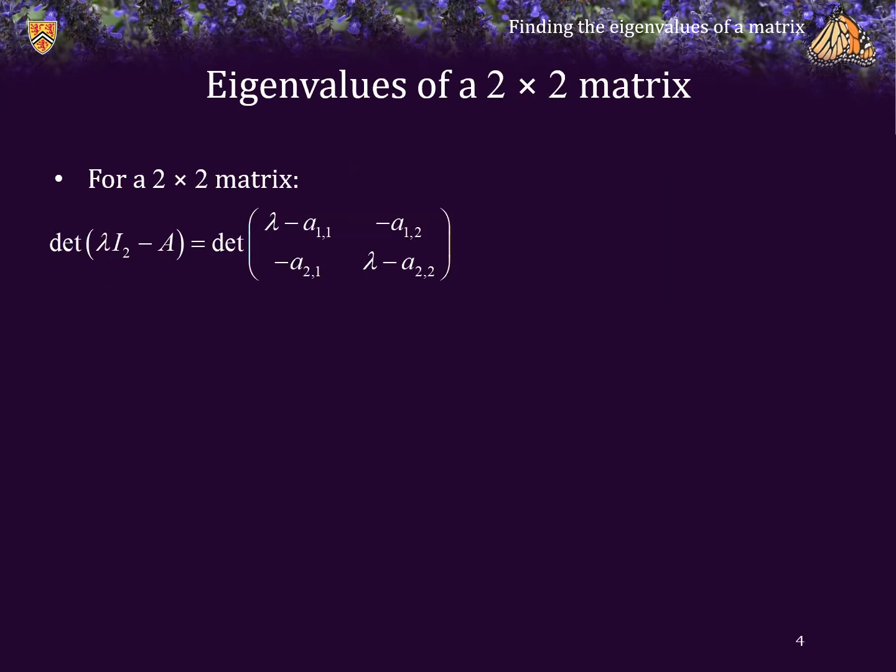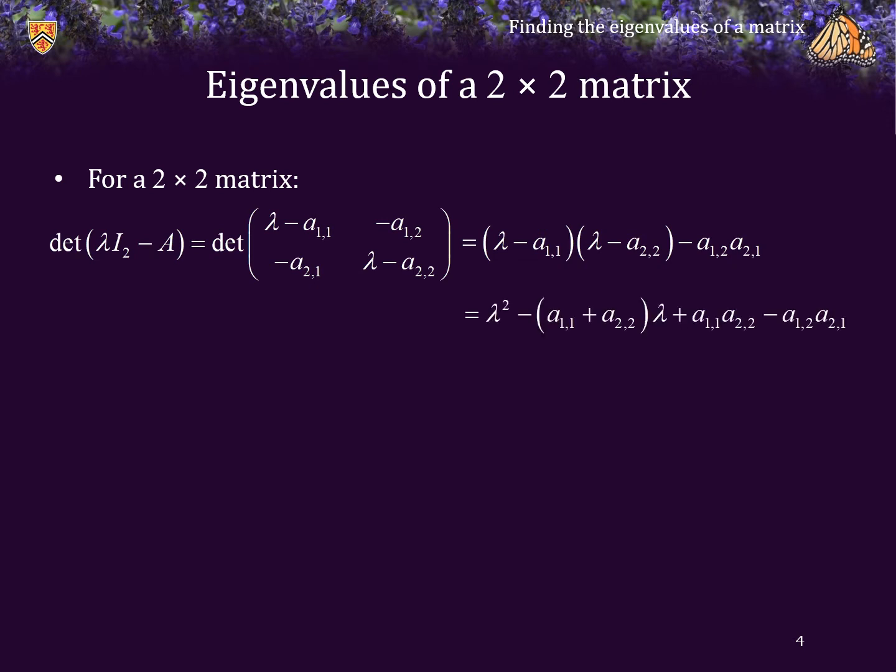So to find the eigenvalues of a 2 by 2 matrix, real or complex, we simply calculate the determinant of lambda times the identity minus the matrix, which is the determinant of what you see there. And that's just the product of the diagonals minus the product of the off diagonals. We can expand the first term.